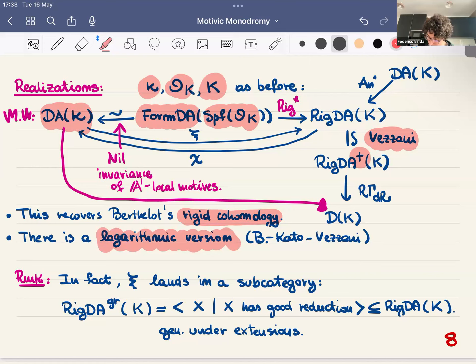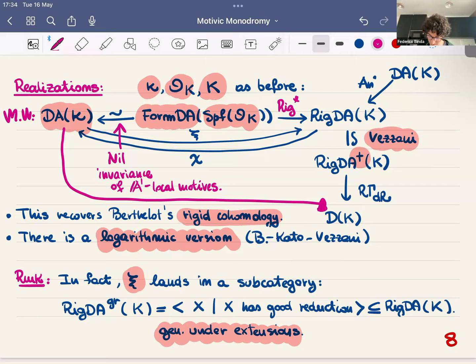Now, this pair of functors, the Monsky-Washnitzer functor and its right adjoint, land in a slightly smaller subcategory of rigid analytic motives. This functor Xi, the Monsky-Washnitzer functor, actually produces objects in the category denoted RigDA^GR. The GR stands for good reduction, but it is a misleading name. This is the subcategory of RigDA_K, the motives over K, which is generated under extensions by varieties with good reduction, so admitting a model with good reduction. Don't be fooled by the name. Being generated under extensions by things of good reduction means that you have a lot of things with bad reduction in it.